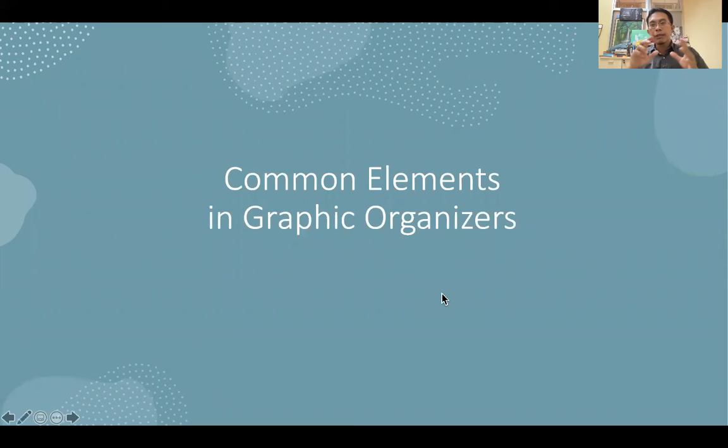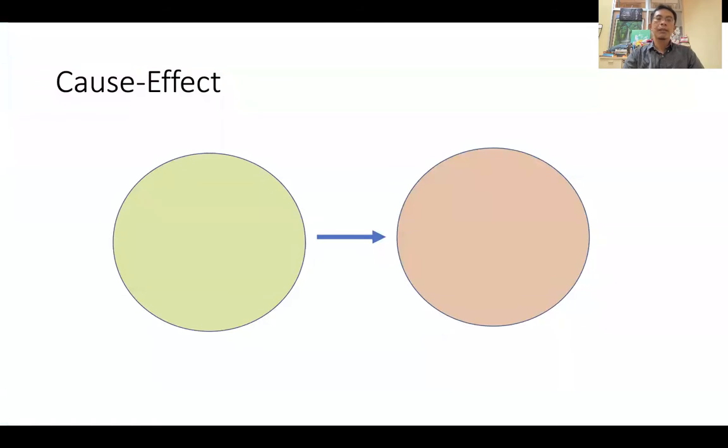Jadi intinya ada beberapa jenis elemen yang selalu ada dalam graphic organizer apapun bentuknya. Apa saja elemen itu? Pertama, kalau kita bicara tentang cause and effect, when we talk about a cause and effect graphic organizer, you will always find this arrow element in it. It shows that one thing leads to another. That's an arrow, right? An arrow is supposed to lead you from one point to another. That's what you do.